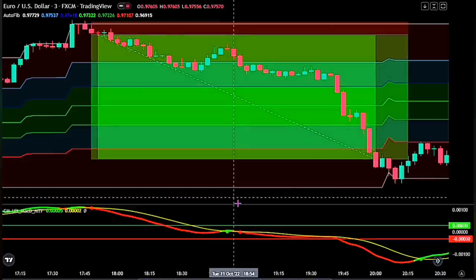Let's now quickly backtest our strategy with an account size of $1,000, and we will be going over 200 backtested trades as we risk 1% of our account size on each trade. Let's jump right into it.